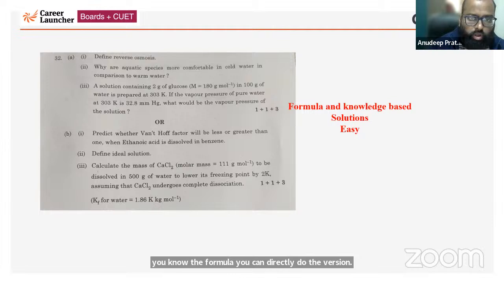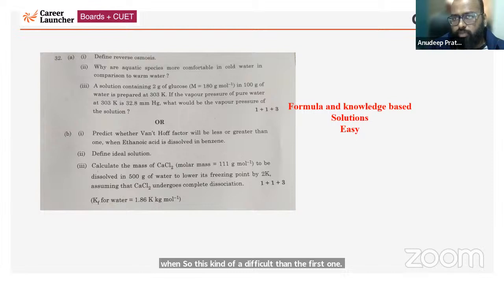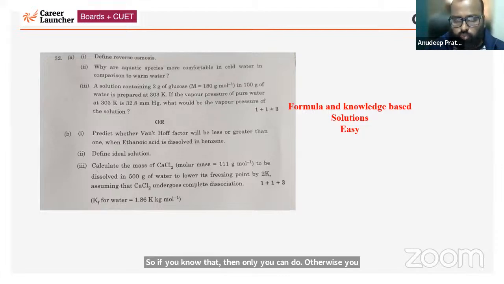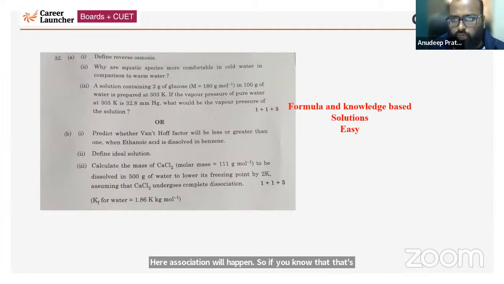Next one is given in the choice. Predict whether the van't Hoff factor will be less or greater when ethanoic acid is dissolved in benzene. This is kind of more difficult than the first one. I'll say the second part is moderate because ethanoic acid undergoes dimerization in benzene. If you know that, then only you can do it. Otherwise, you will write i will be greater than 1 if you consider that as dissociation. Here, association will happen. If you know that, that's an easy question. Otherwise, it will be a difficult question for everyone. So that's why I'll say that is a moderate one.